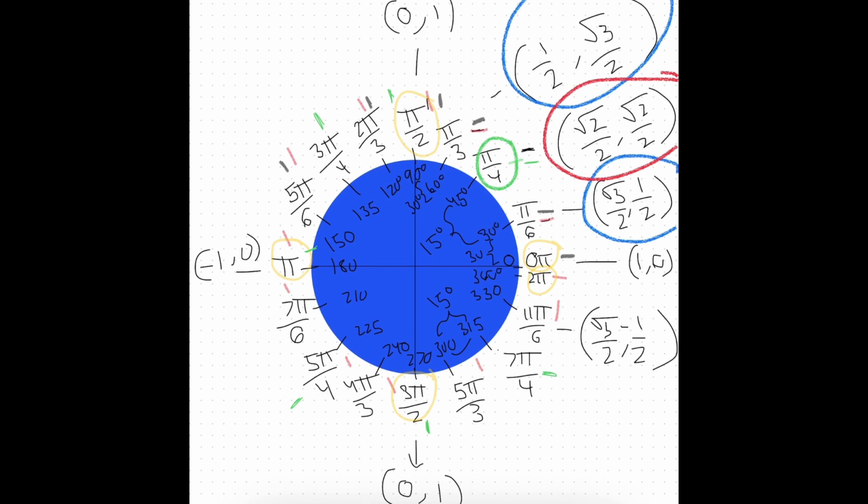Because don't forget that in the first quadrant, the x and y are positive. Second quadrant, y is positive, but x is negative. In the third quadrant, x and y are negative. And in the fourth quadrant, x is positive, but y is negative. So this is why I did negative 1/2. And then here would be the same. And then this one would be, and the pattern will be the same.